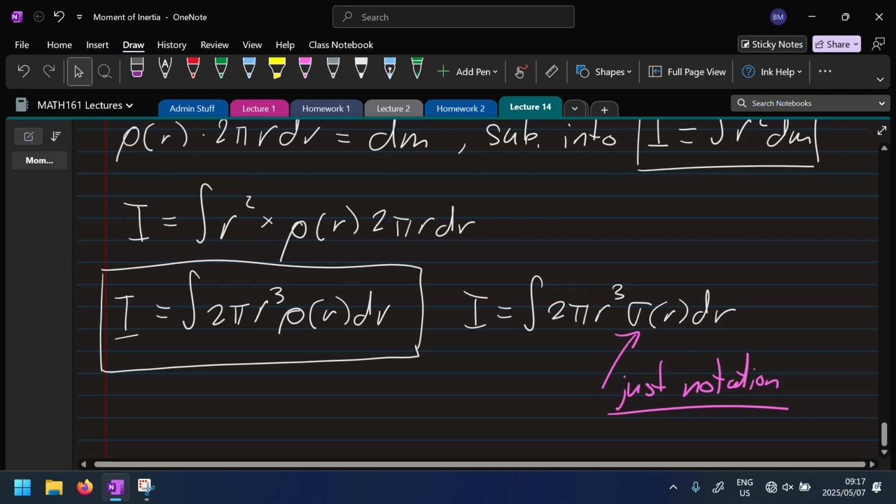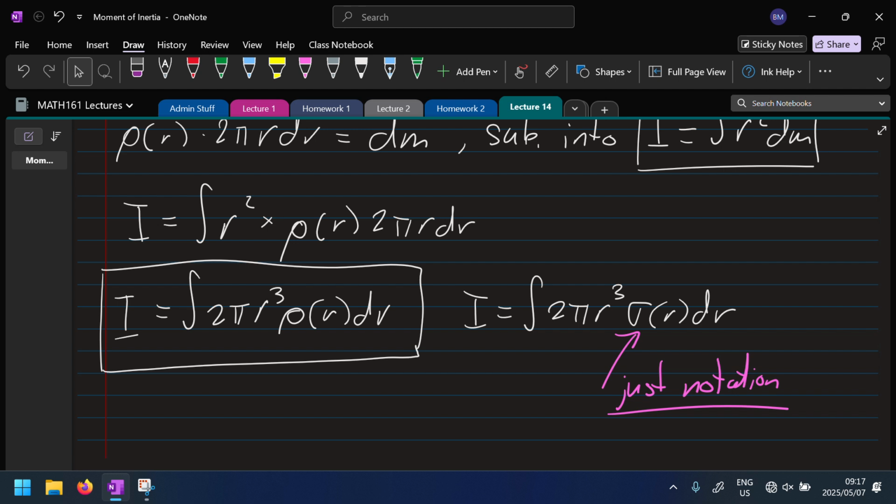Okay, any questions about these three derivations? So we've got the formula for the volume. We've got the formula for the rod, the one-dimensional case. And now we have the formula for the two-dimensional case. Any questions on those three? No. Okay, let's have a look at the examples.